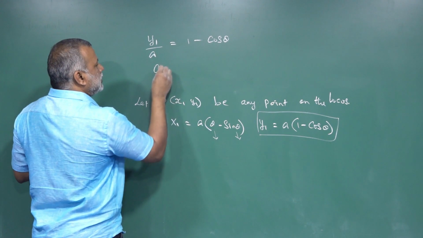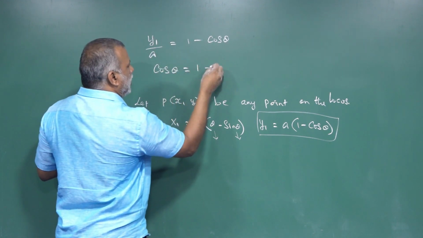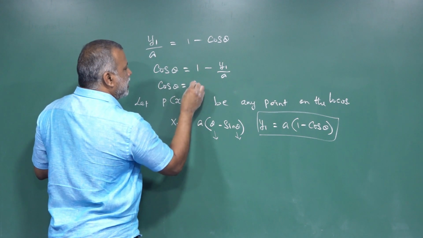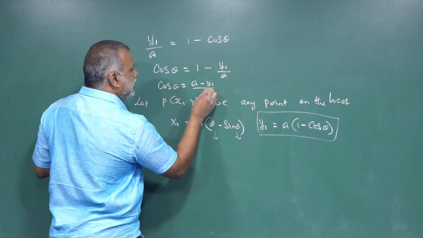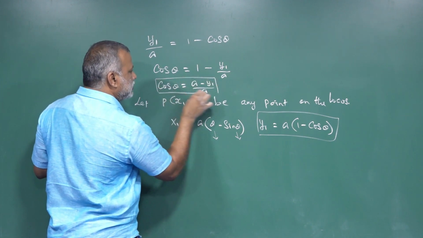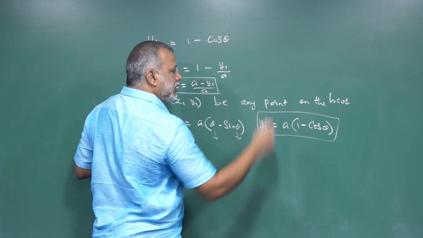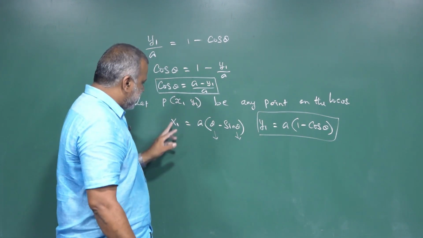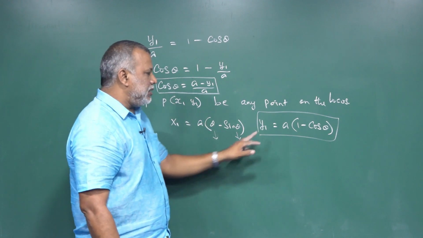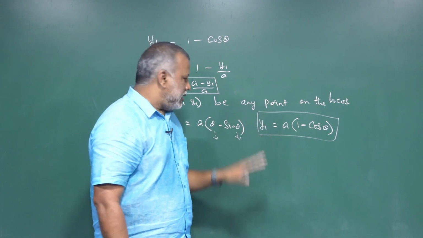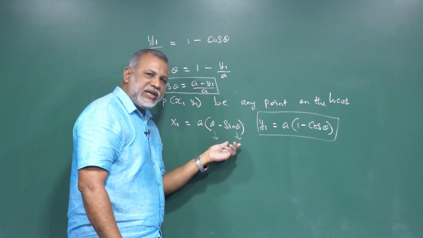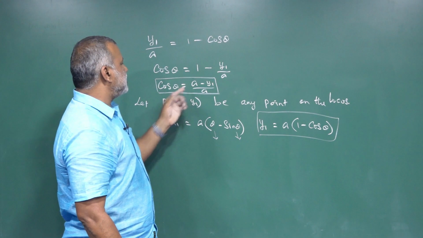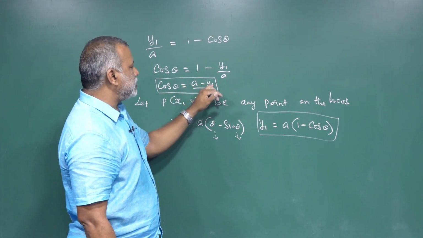Interchanging these two, I can get cos theta is equal to 1 minus y1 divided by a. Then take LCM, cos theta is equal to a minus y1 divided by a. Let P of x1, y1 be any point on the locus, and the parametric equations are given in the question itself. Here we have two terms, theta and sin theta, but only one cos theta, so I am selecting this one. From this I can find cos theta equal to a minus y1 divided by a.